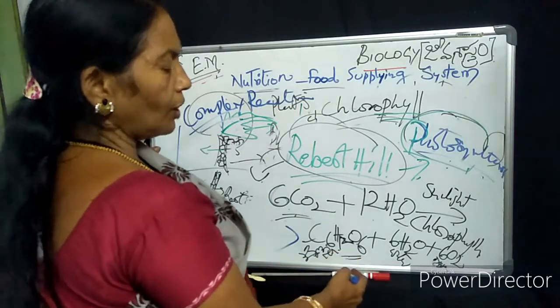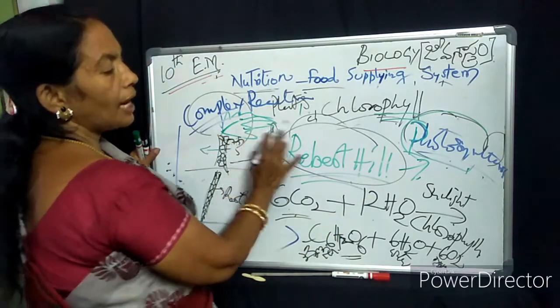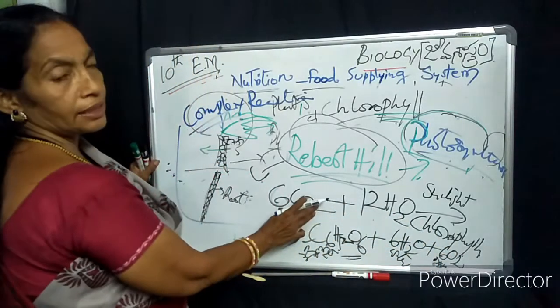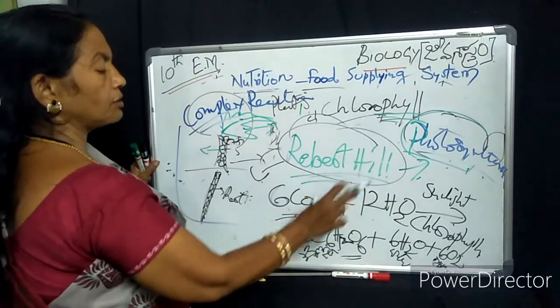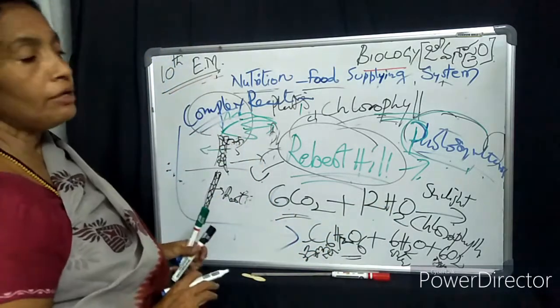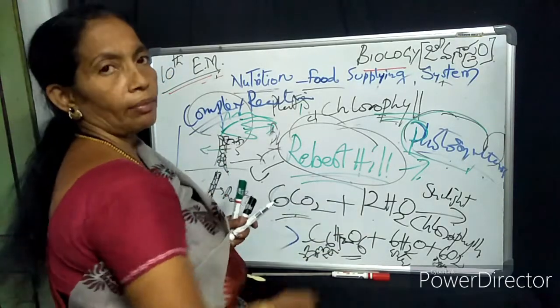So this is a carbohydrate which is prepared in green leaves with the help of sunlight, with the help of chlorophyll, when carbon dioxide is present in the atmosphere and when water is present in the cells of leaves. So this equation is given by Robert Hill.